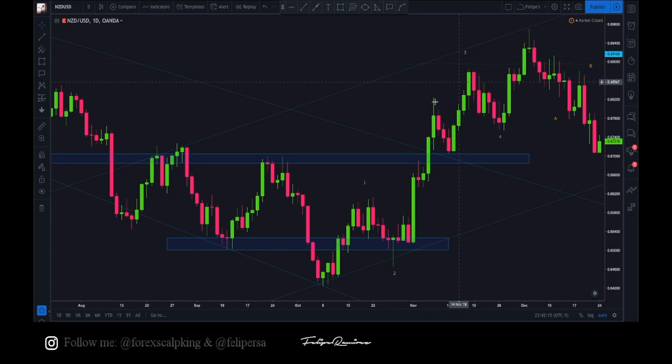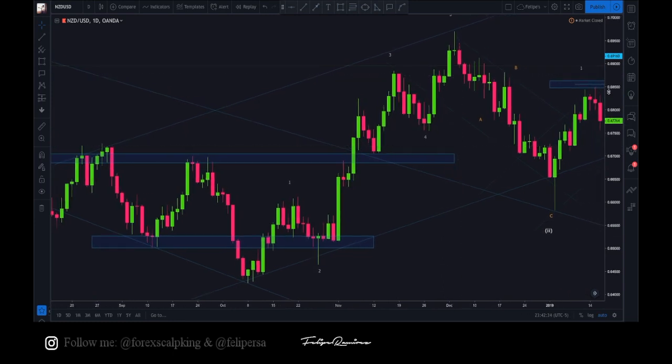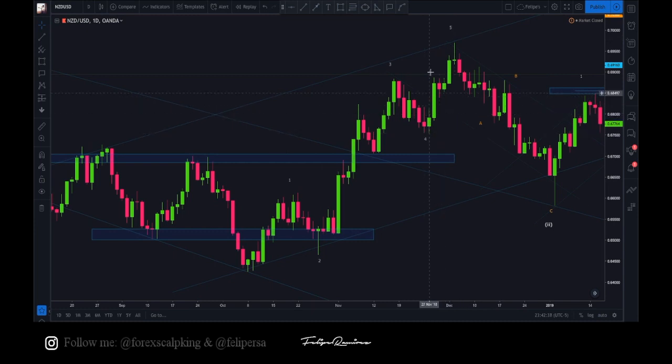Second impulsive wave, big wave number 3, 5 subwaves, 1, 2, 3, 4, 5. That's 3. A, B, C, that's your second corrective wave, wave number 4. And then you have to have, where's 5? Right up over here. 1, 2, 3, 4, 5. Once again, from here, 1, 2 to this wick, 3 to this small part of the candle, 3, 4, 5. So in this case, we'd have to zoom in. We'd have to go to lower time frames to appreciate better what we've seen here.